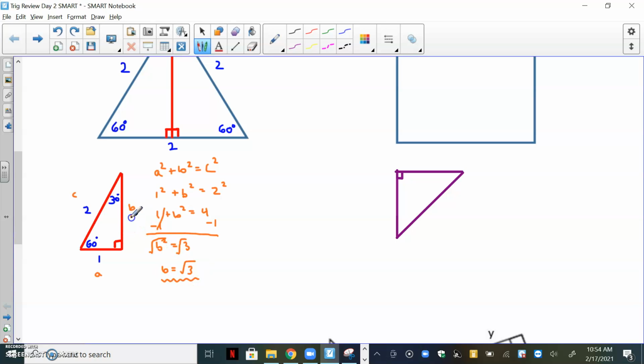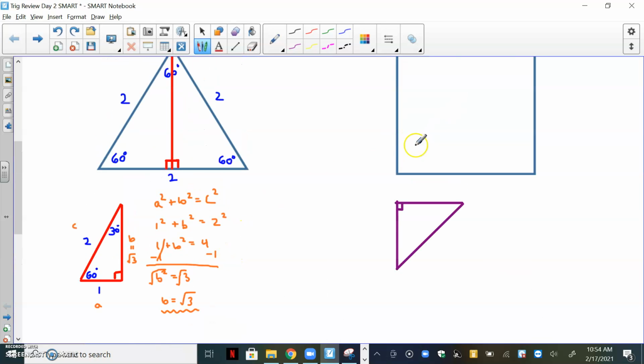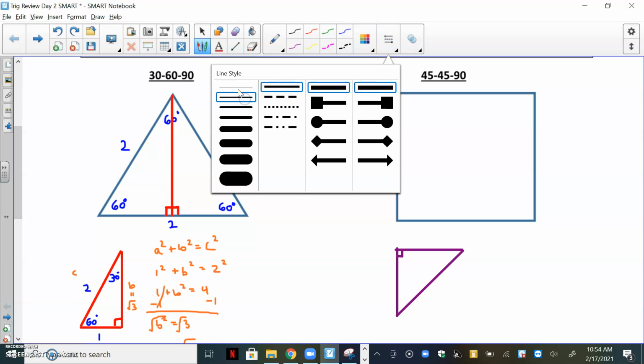Okay, so we know that B is the square root of 3. All right, so we are going to talk about how to use this in the examples below a little bit later. Let's now talk about the 45, 45, 90. The 30, 60, 90 originated from cutting an equilateral triangle in half. The 45, 45, 90 triangle comes from cutting a square in half.